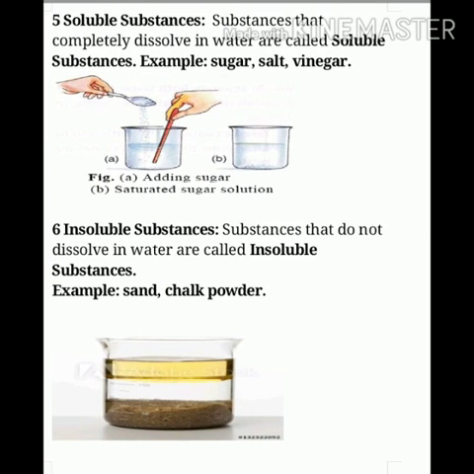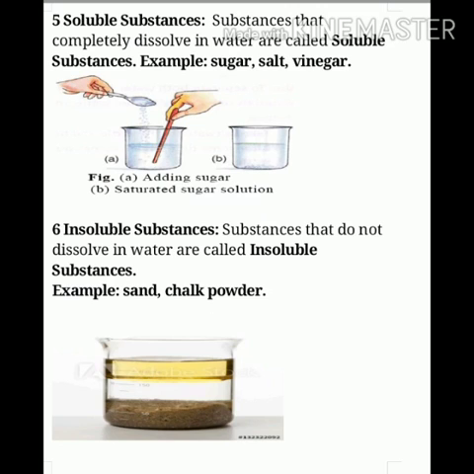Different materials have different solubility in water. Based on their solubility, materials can be soluble, insoluble, miscible, or immiscible. First is soluble substances. Substances that completely dissolve in water are called soluble substances. For example, sugar, salt, vinegar. When you add sugar, salt, vinegar in water, they dissolve in water completely.